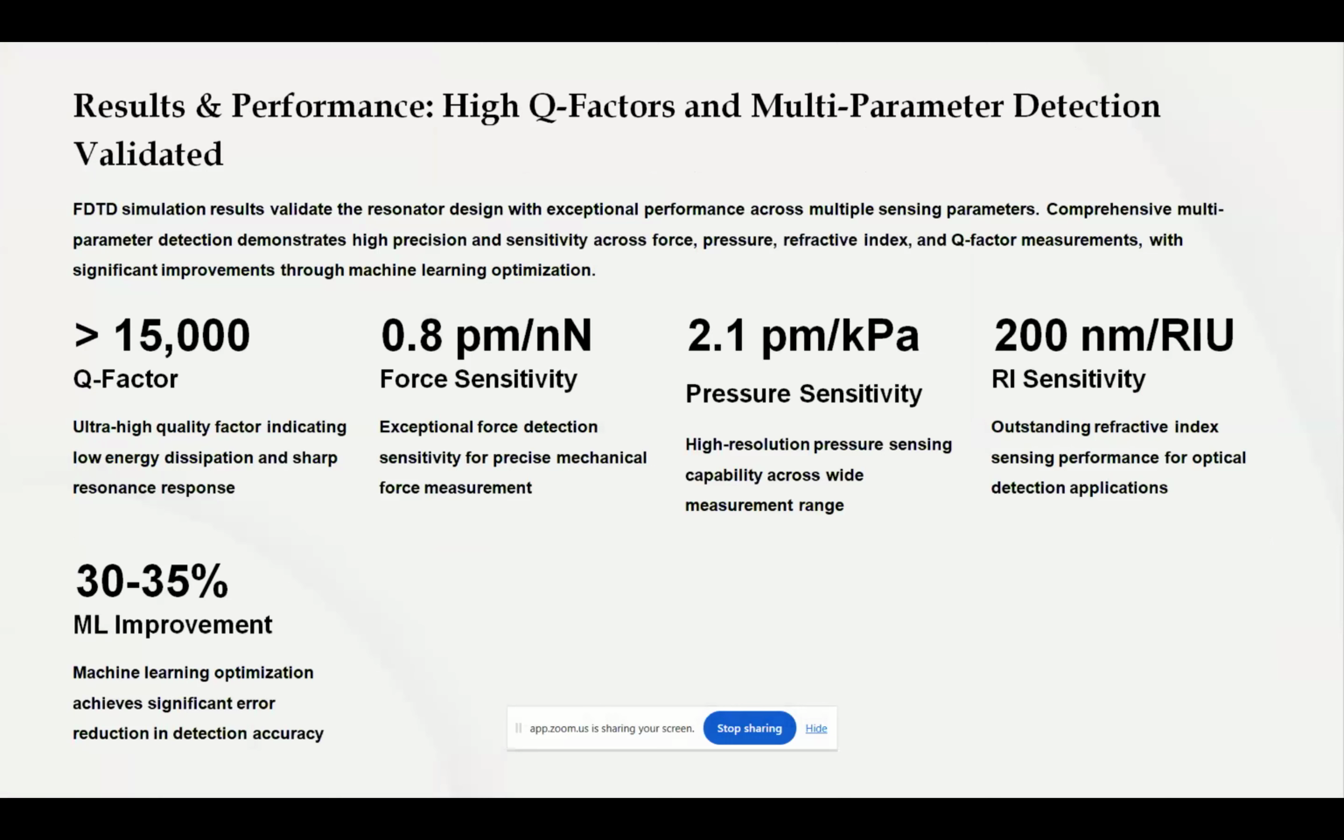In the results and performance, this slide presents the overall performance of the proposed sensors. The device achieves Q factors above 15,000, indicating strong light confinement. It supports multiple parameter sensing, including force, pressure, and refractive index. Machine learning further improves accuracy by around 30 to 35%.